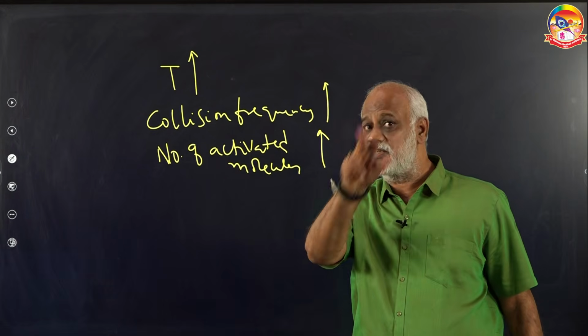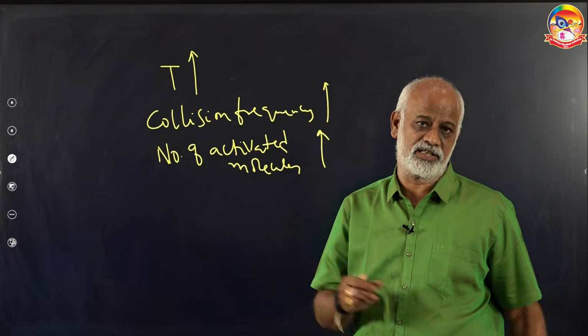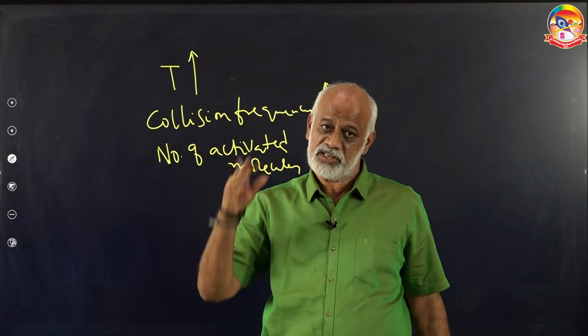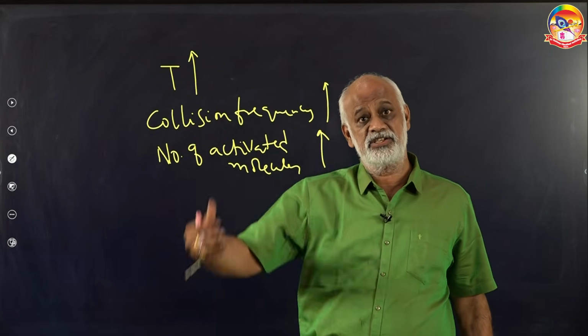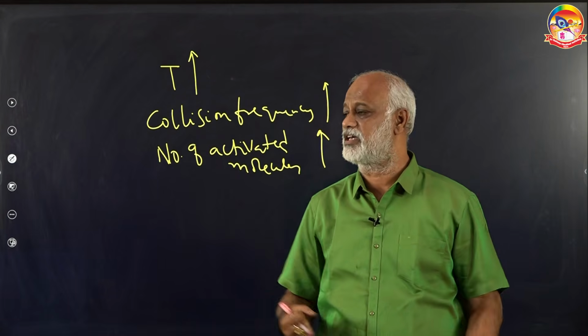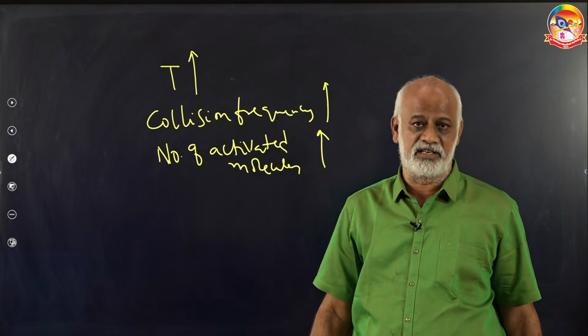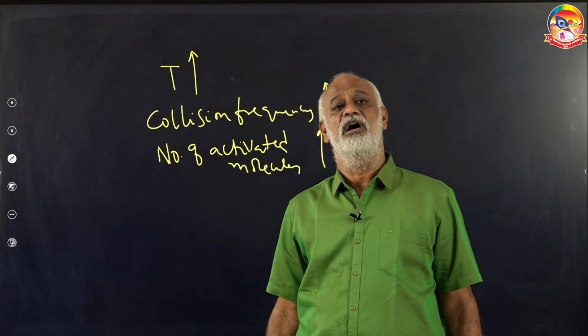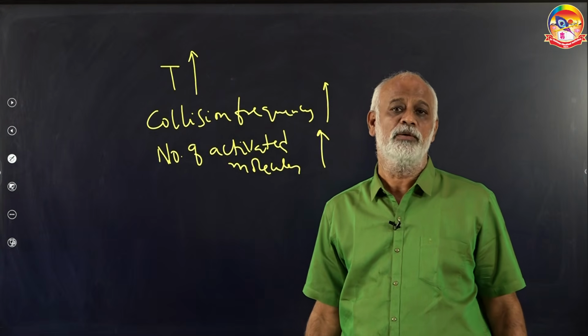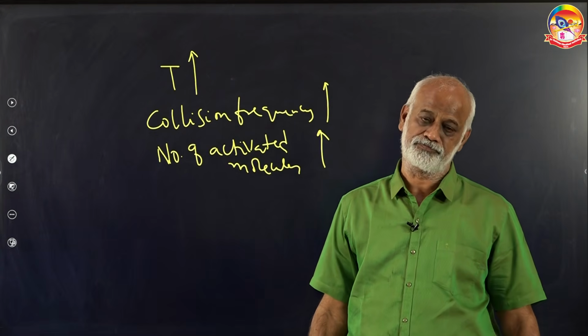Thus, two things happen when temperature increases. More number of collisions per unit time will occur. Second, as temperature increases, the more energetic molecules with higher kinetic energy will increase. Hence, that is also another reason why their collisions actually give more amount of products.